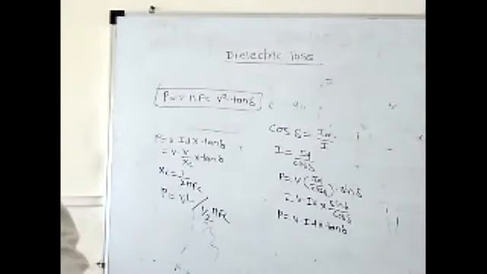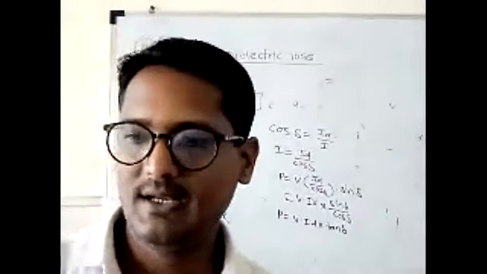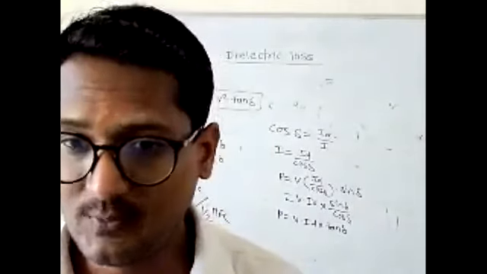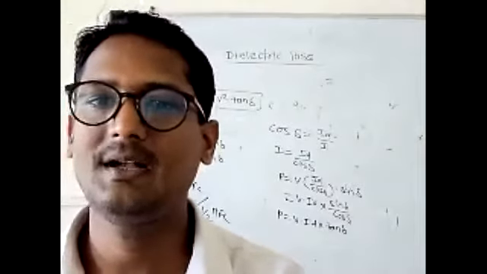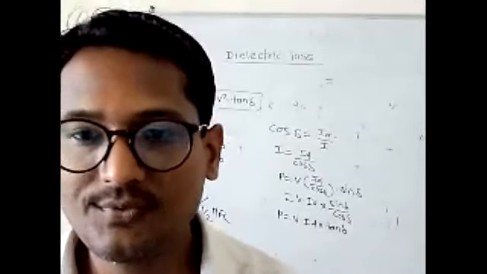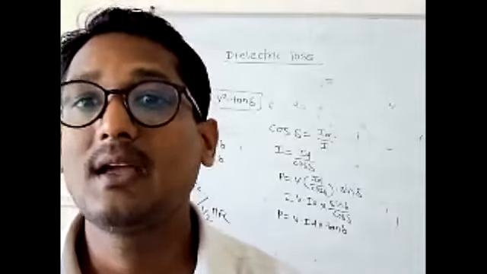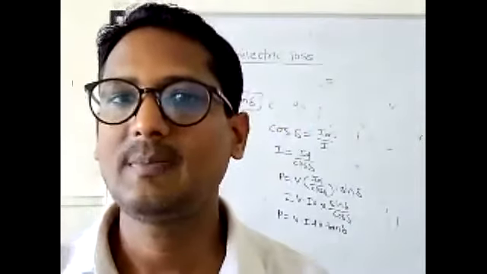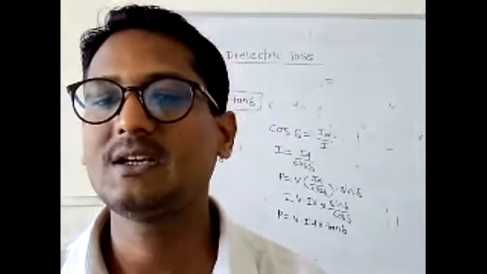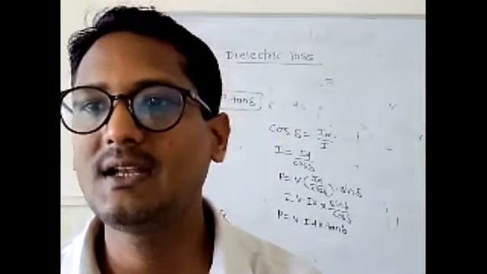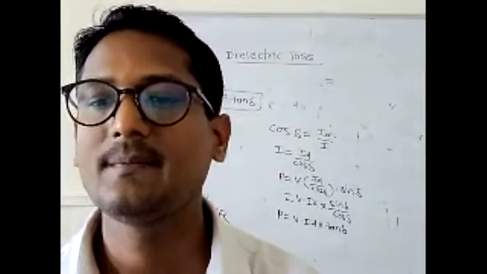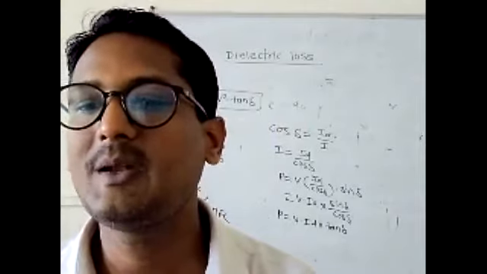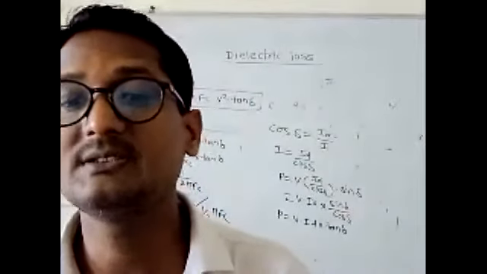Here we consider a parallel plate capacitor having capacitance C. The area of the parallel plate capacitor is A square meter, and the plates of the capacitor are separated by a distance d in meters. After that, we consider the relative permittivity of the medium in the parallel plate capacitor to be epsilon r.